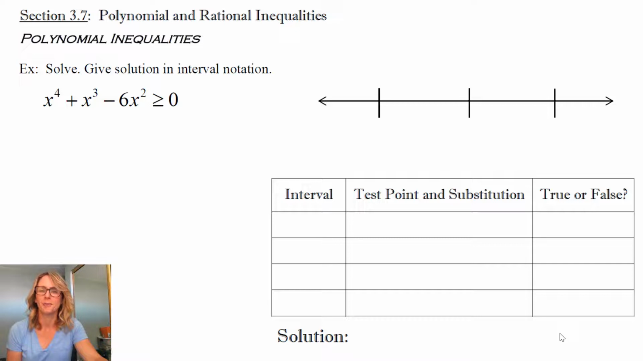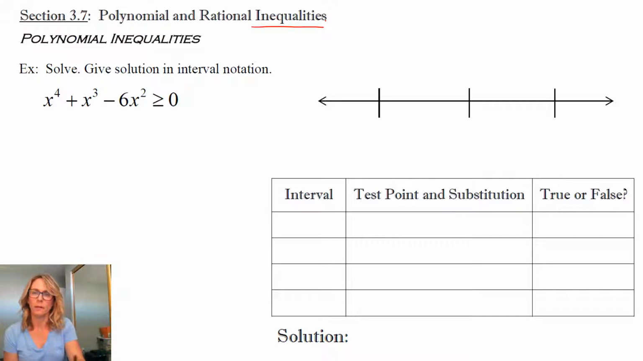The last section of chapter 3, polynomial and rational inequalities. So we've been talking about polynomials and rational functions the whole chapter. And now we're just going to do a couple examples of one extra step, which is taking them and solving an inequality.